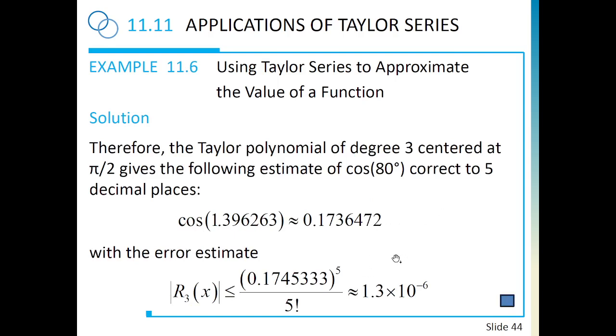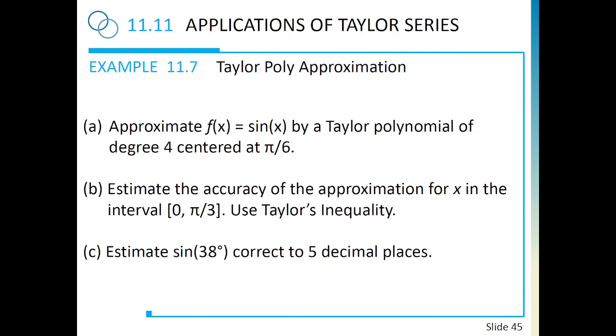So this was an alternating series, so we used that. Okay, another question is a similar question. Here we need to use the Taylor polynomial of degree 4, and expand it at pi over 6 for the function sine x. So we use sine x to generate a Taylor polynomial degree 4 centered at pi over 6.